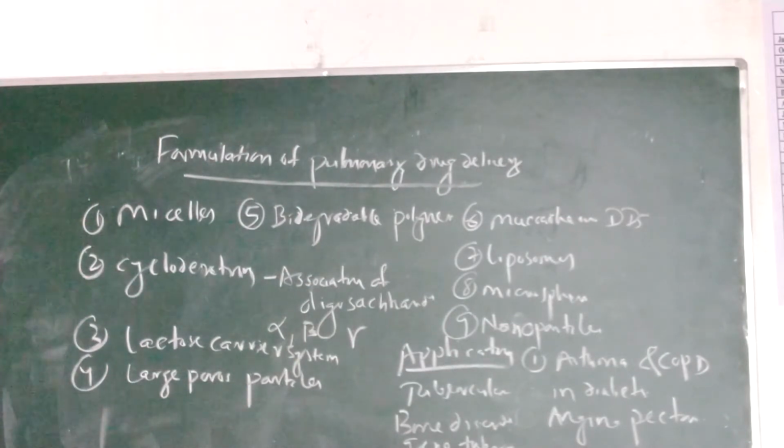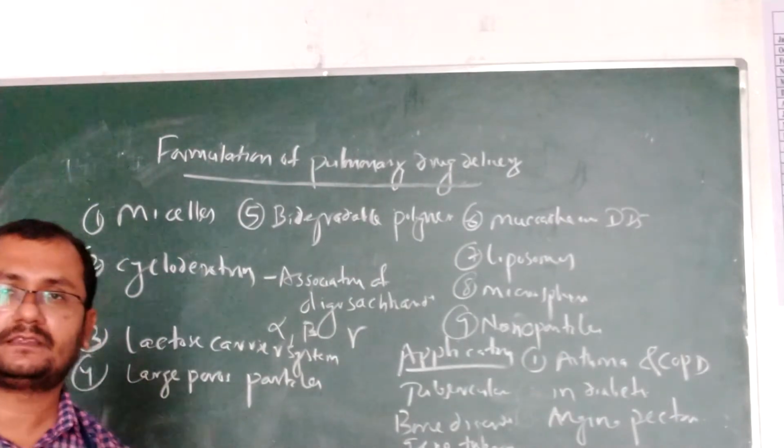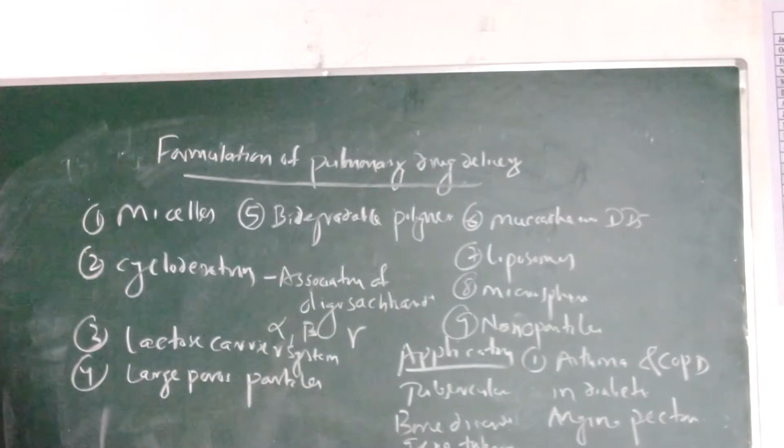So liposomes may be of small sizes or large sizes. If it is small size, it will be less than 0.1 micrometer. If it is large size, then it will be more than 0.1 micrometer.